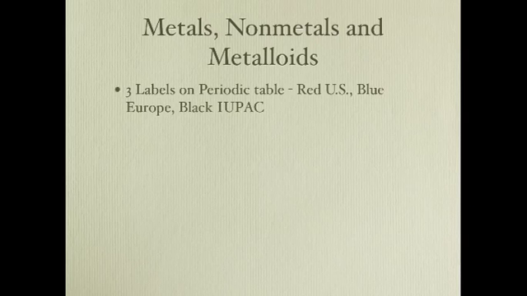If you look at the periodic table, you'll see across the top, at least on the ones that I'm showing you here and in our book, there are 3 labels. I think the one in the back of the room has 2. The red is the U.S., it's what we'll use. The blue is what they use in Europe. We'll never use that. And occasionally we'll use the IUPAC one, which is in black.